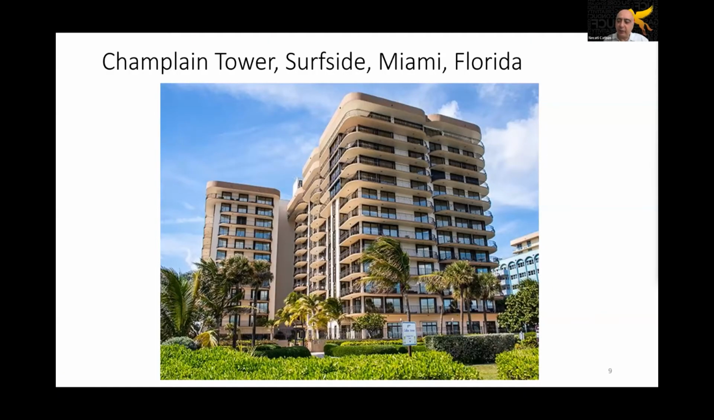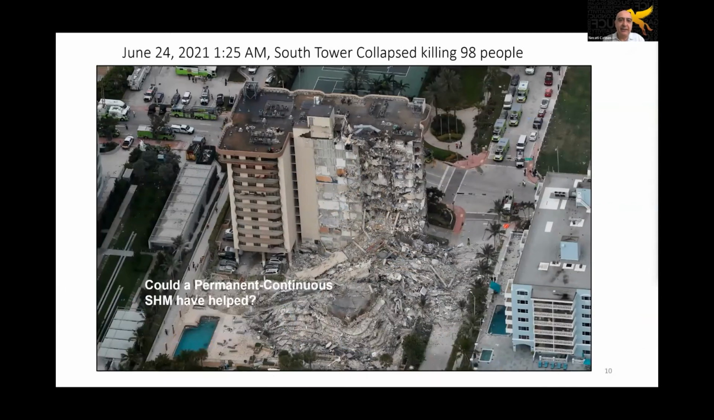I also mentioned for structures that require permanent and continuous monitoring systems, high occupancy buildings. This is one example, and we all know about this tower, Champlain Tower near Miami, and what happened was last summer this structure collapsed, killing 98 people. And the question here is, could a permanent continuous structural health monitoring system have helped mitigate this type of problem? In my view, to a certain extent, yes. And we have to explore how this can be developed.